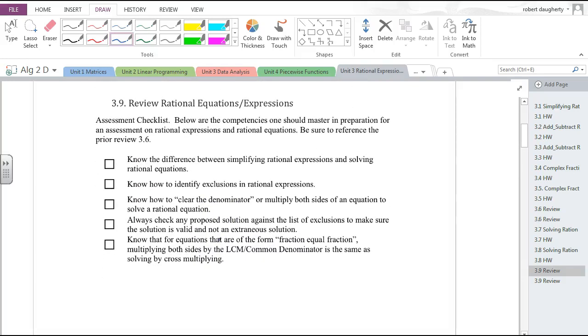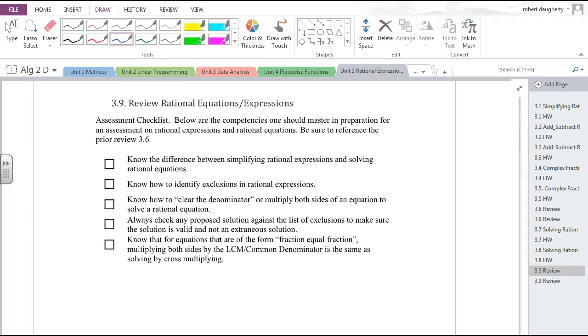This is the review for 3.9. So this is our unit test for all things rational. Keep in mind, we did 90% of this unit leading up to quiz 1. So you've got that quiz to look at, and then we've only had 2 new lessons between that quiz and this unit test. So most of you did pretty well on that quiz, so that's good.